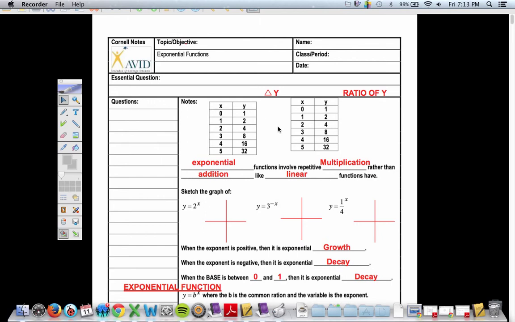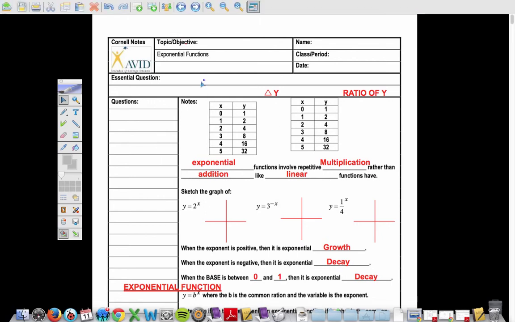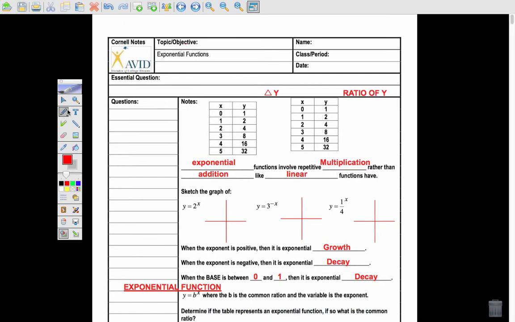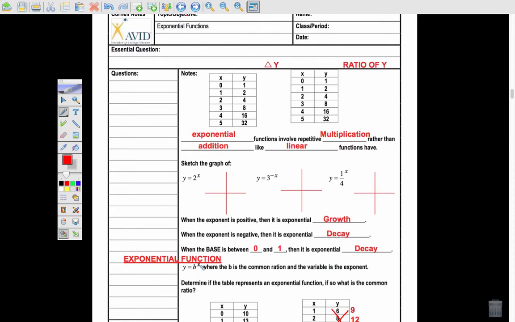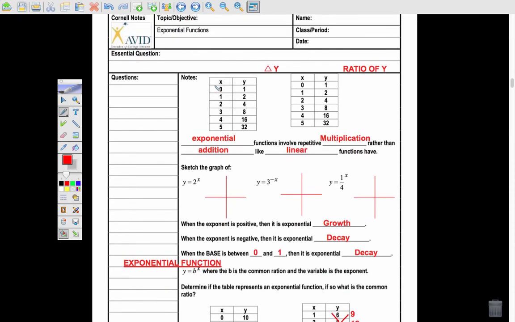What an exponential function is, the parent function, let me grab my pen here. The parent function we'll see down here is y equals b raised to an x power. So in an exponential function, the x is in the exponent. Let's look at just a few examples here.